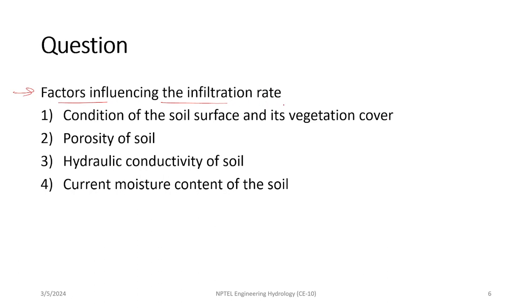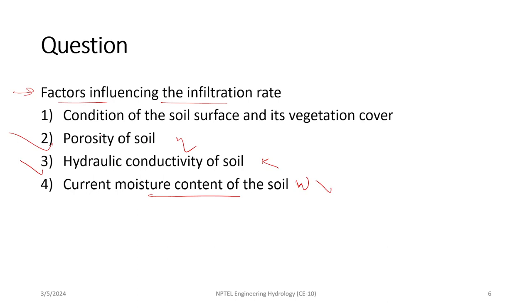One is porosity. I also want to know that there should be some valid reason behind selection. How are you saying that porosity will have an effect on infiltration rate? If there is more void space available, you get more infiltration rate. Yes, good. Then hydraulic conductivity, good. Then I think moisture content also. Yes, moisture content will also have a role. Good.